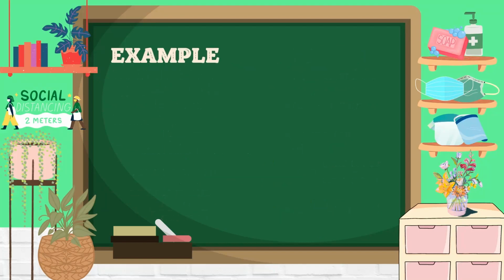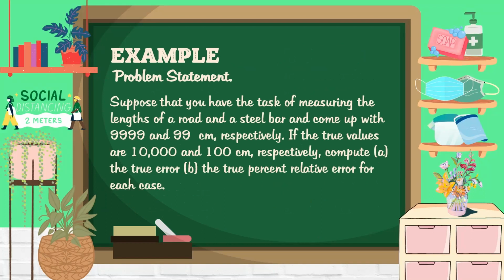So let's have an example of calculation of errors. Problem statement: suppose that you have a task to measure the length of a road and a steel bar, and come up with 9,999 and 99 centimeters respectively. If the true values are 10,000 and 100 centimeters respectively, compute the true error and the true percent relative error for each case.